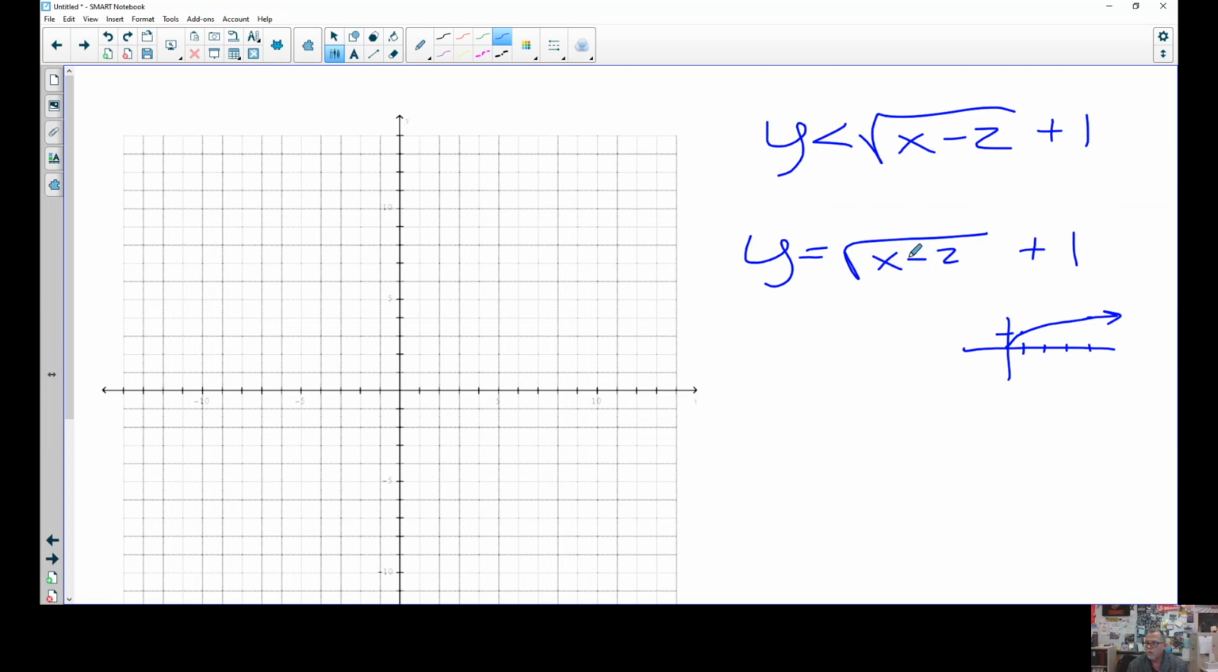But this is going to be shifted right 2 and up 1. So normally where we'd start here, we're going to go right 2 and up 1. We're going to start here now. It has nothing that's changing, transforming its shape, stretching it either vertically or horizontally. So we're just going to go over 1 and up 1, over 4 and up 2, and then we have to decide how to draw our line. This tells me I have a dotted line.